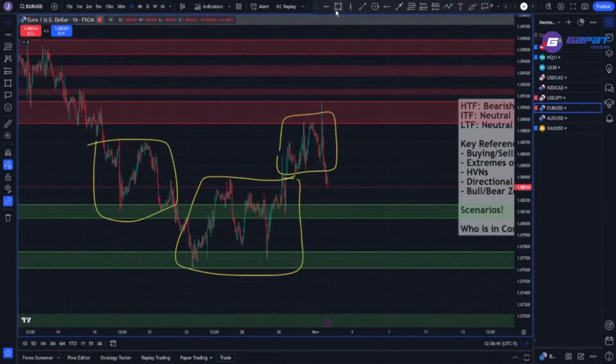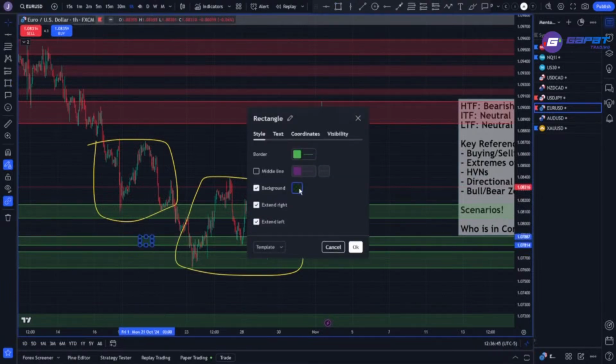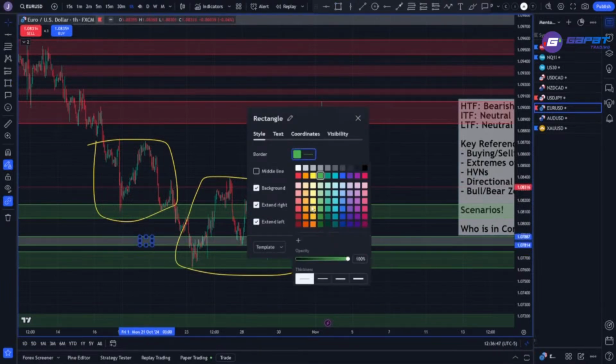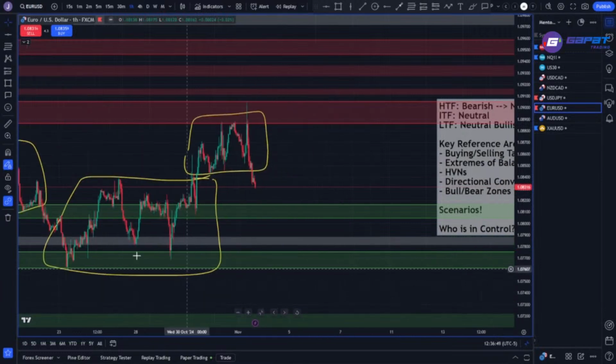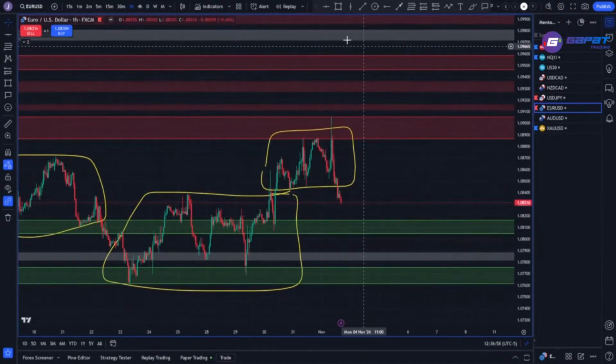And then I would have another minor level in here. This isn't a key reference area. This is just a smaller time frame. Support and resistance based on this previous low, holding as support again, resistance over here. Now this level was broken. This could be a bull bear zone.